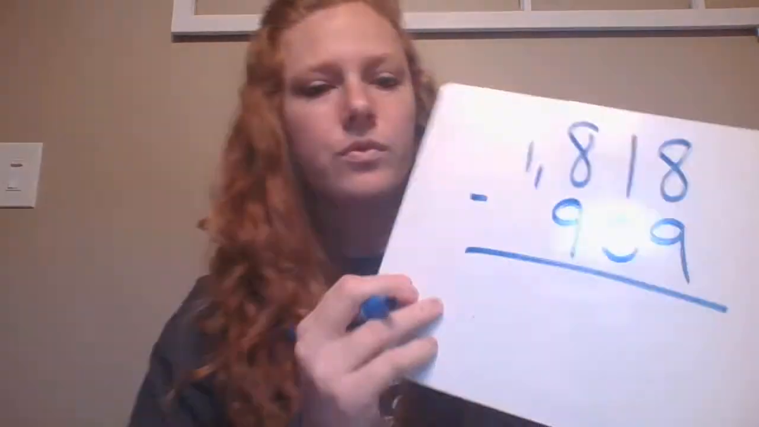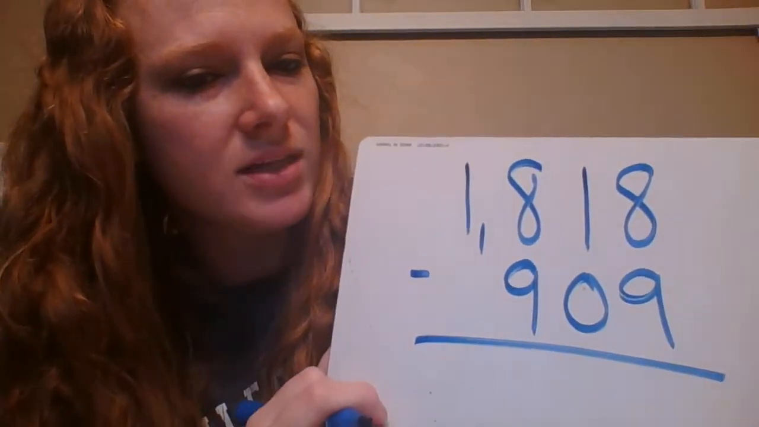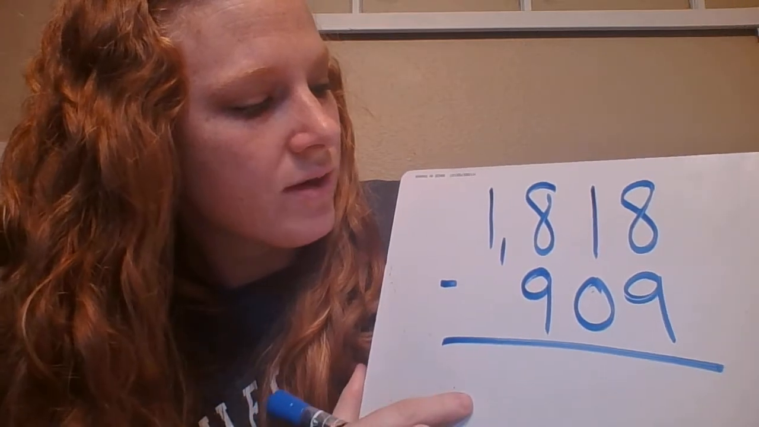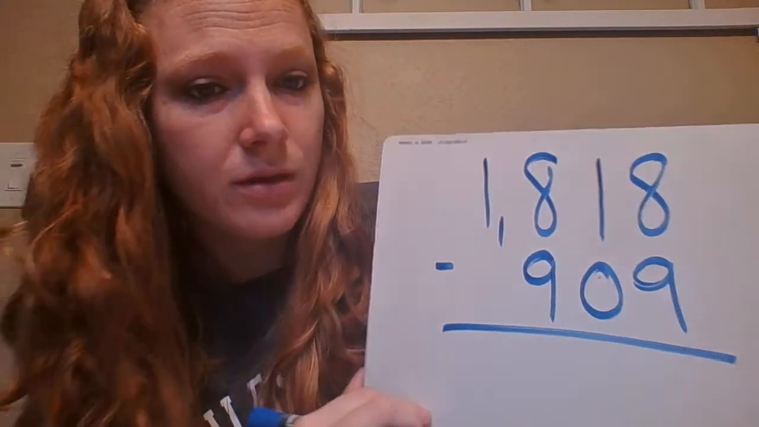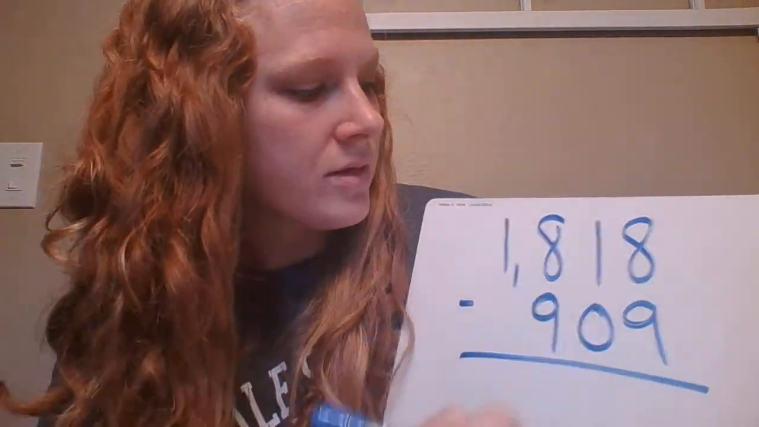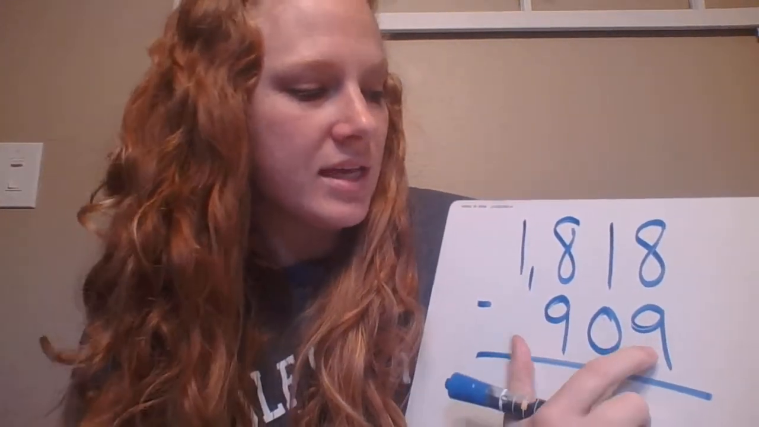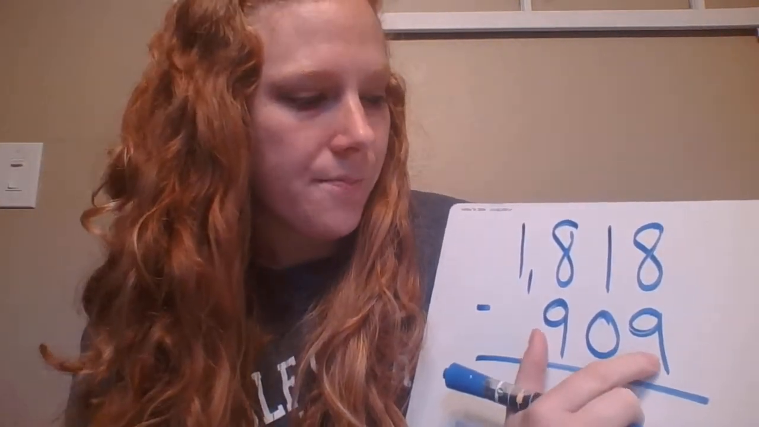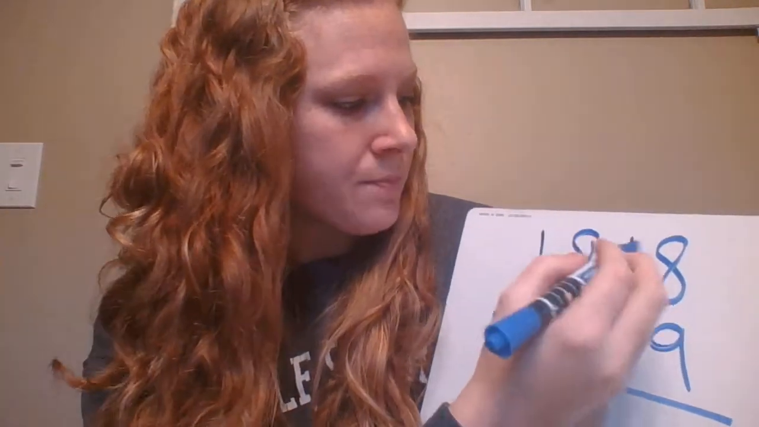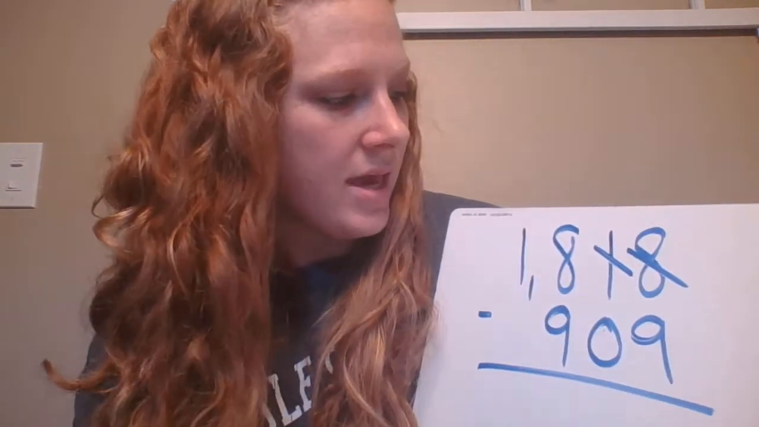And our final problem is 1,818 minus 909. So 1,818 menos 909. Our first two numbers that we're going to subtract are the 8 and the 9. So 8 menos 9, once again, it's bigger on the bottom. So we must borrow. So we cross out the 1 and the 8.